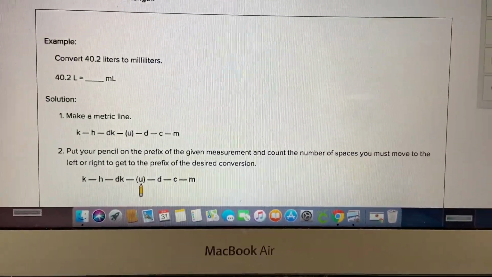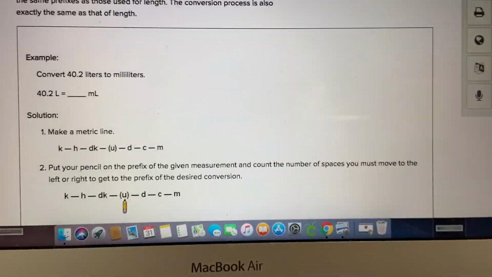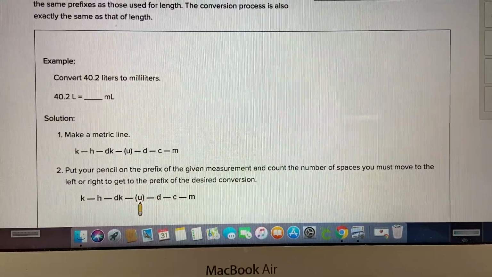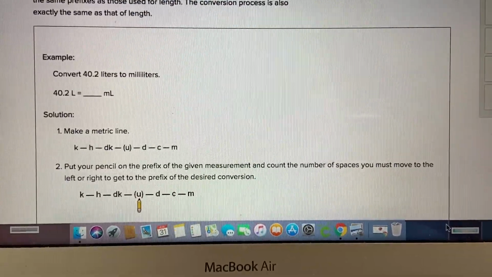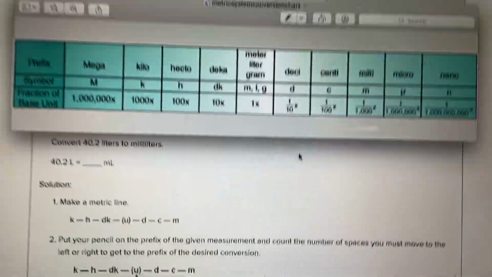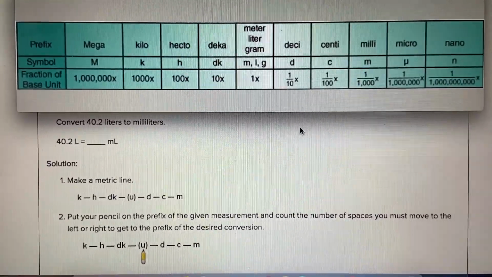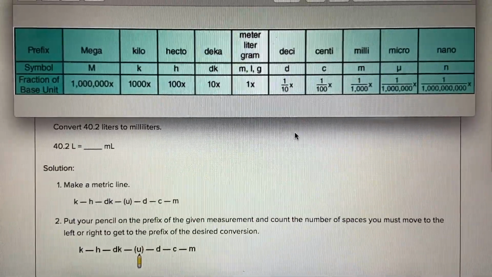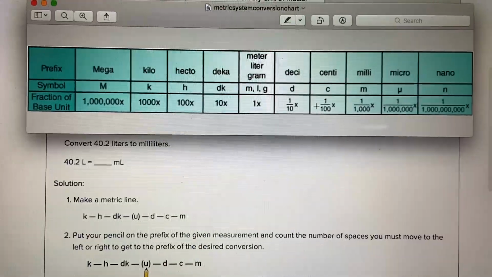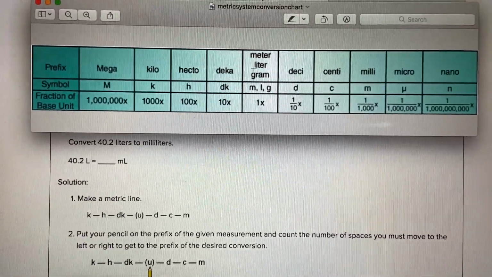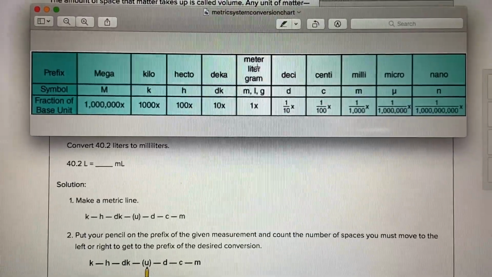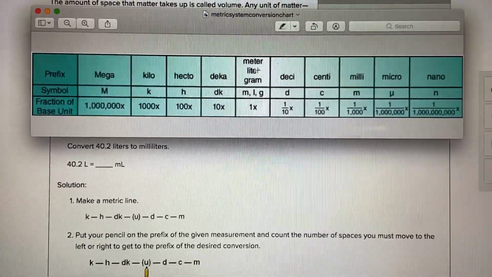Okay, so they're saying they want you to convert 40.2 liters to milliliters. Now this is kind of like what we did in the other section, okay? They got liters and milliliters. So just like we had meters, we had decameter, hectometer, kilometer, now we're talking about liters. This one right here. And liters are what we measure liquids in, okay? The volume of liquids is measured in liters, like the soda we talked about.